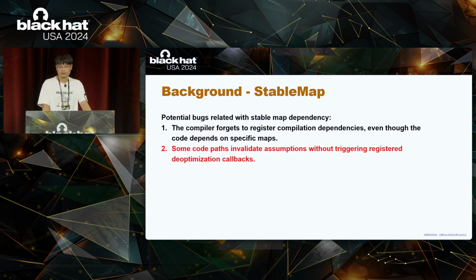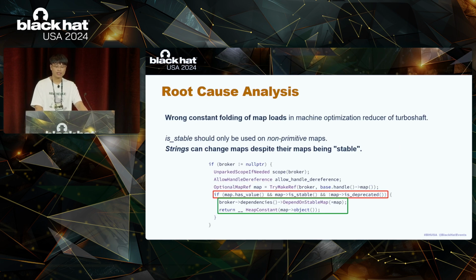The commonality between these two ways is that they break the type assumption on the optimized function, leading to a type confusion vulnerability. Let's take a look at this vulnerability. In the machine optimization reducer of Turboshaft, it attempts to optimize the map checks and directly operates on the objects. To keep the object map assumption, we will attempt to create a stable map dependency before optimizing map checks. However, there are slight discrepancies in determining whether a map is stable.